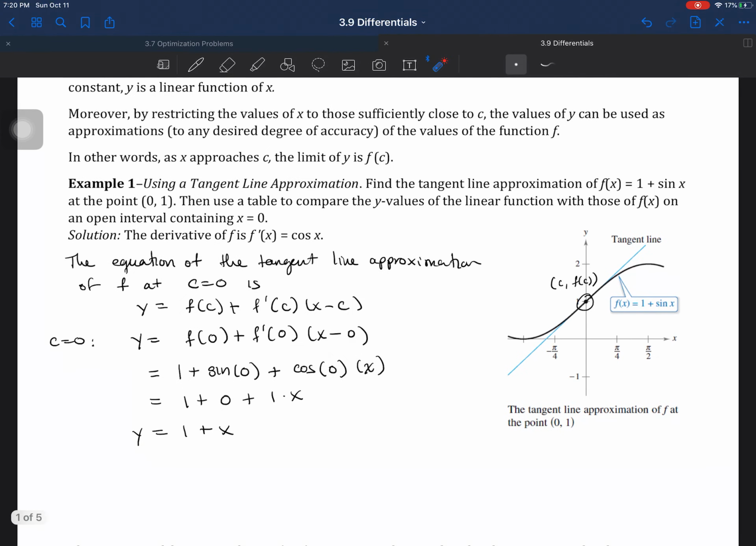All right, so the point of reference that we're going to be using here is at x equals 0. So let me write it like this.